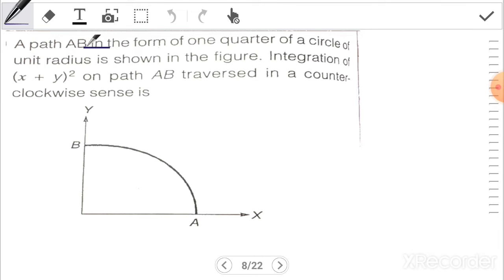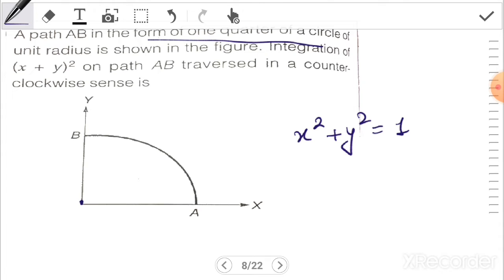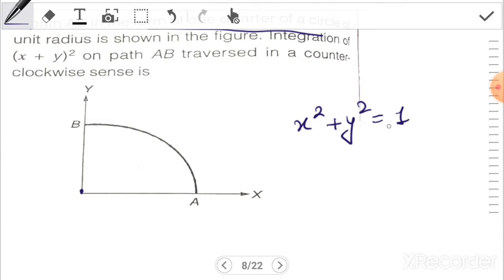A path AB in the form of 1/4 of a circle of unit radius is shown in the figure. Integration of (x plus y) whole square on path AB, traversed in a counterclockwise sense, is... Here path AB is a quarter of a circle. So we can write x square plus y square is equal to 1. So this is the equation of a circle with radius 1 and origin as the center. So let us parameterize the path.